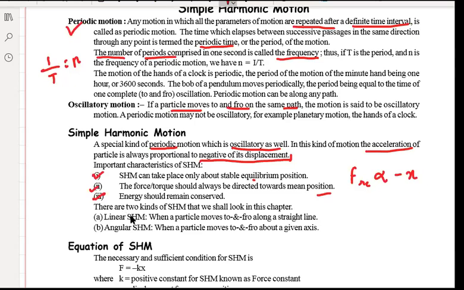We have studied that we have two types of SHM, linear and angular. When you talk about linear, the particle moves to and fro along a straight line. But when you talk about angular, it moves to and fro about a given axis, meaning rotation. I hope all of you understood till this point. All the concepts till this point are clear and easy, understood by everyone? Just raise your hand.